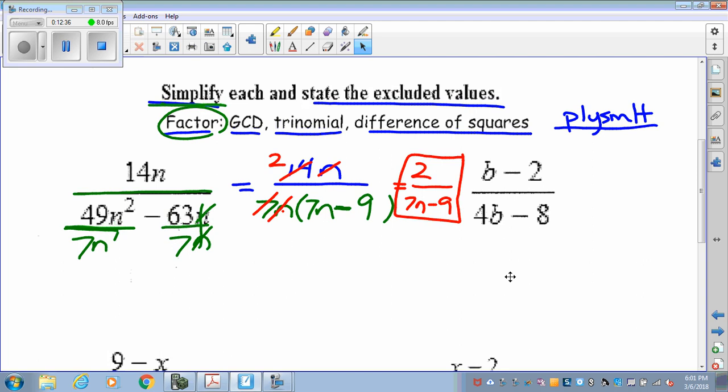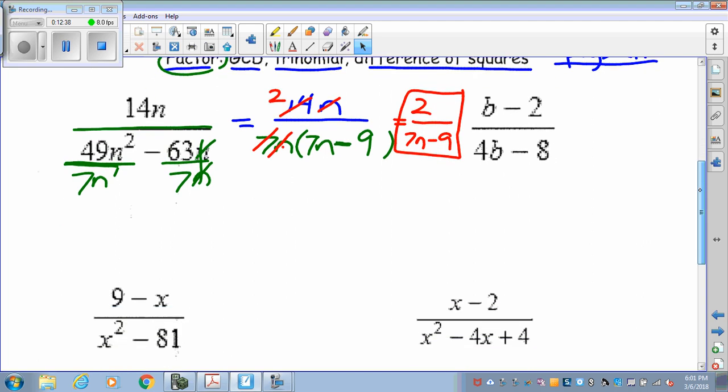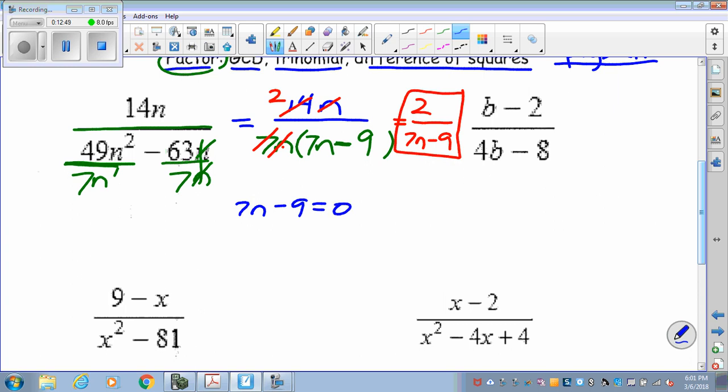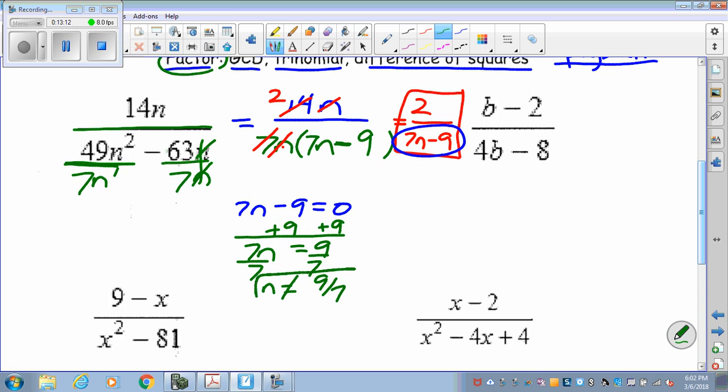Now to look at the excluded values, what I have to do is set that equal. I have to look for the 0. All right, so I have 7n minus 9. I'm going to set it equal to 0 because that's my denominator. All right, so I'm going to add a 9 to both sides. And so I get 7n equals 9. And then I'm going to divide by 7. So n equals 9/7 is my excluded value. So that means n cannot equal 9/7.